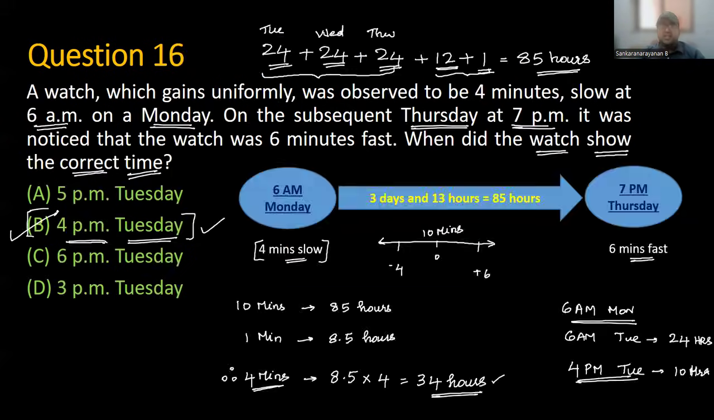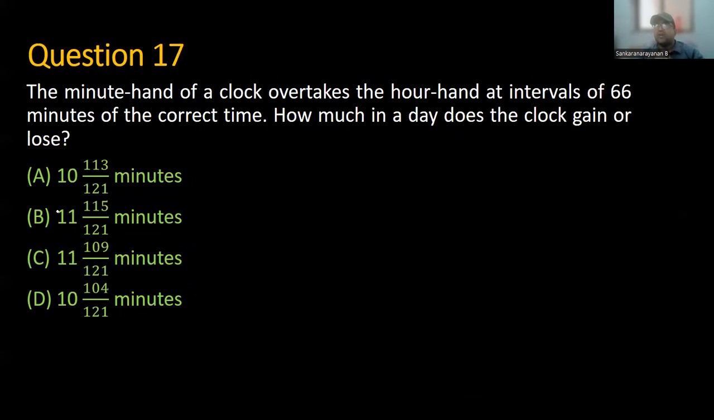You can consider that here, the minute hand of a clock overtakes the hour hand at intervals of 66 minutes of the correct time. How much time does the clock lose or gain in a day? That is the question. So it's a very interesting question.